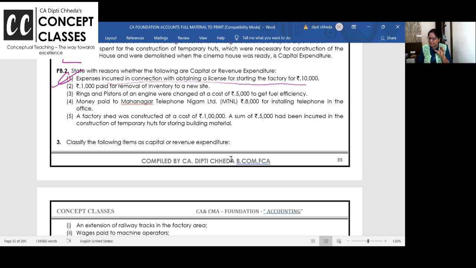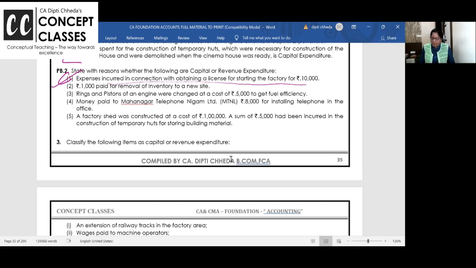Without obtaining the license, you cannot start the factory. And license is obtained for a long time. You take licenses for 8 years, 10 years, like that. So, very important is this. So obtaining the license is a capital expenditure. The reason is if you obtain the license, this benefit you will carry on for a long period. Okay, so write down capital.